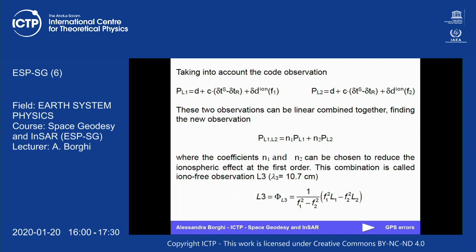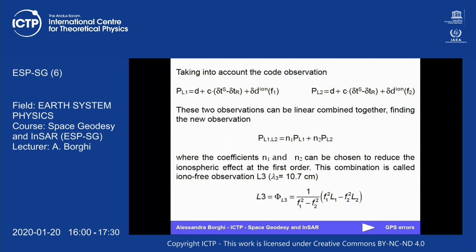It depends. Just here I use the phase. Here I use the code. It's the same. We have seen that in the ionospheric delay, the difference is just in a sign, minus or plus. Sorry, I use them all together. But the ionospheric delay is present in both observations, code and phase. We have just a different sign.